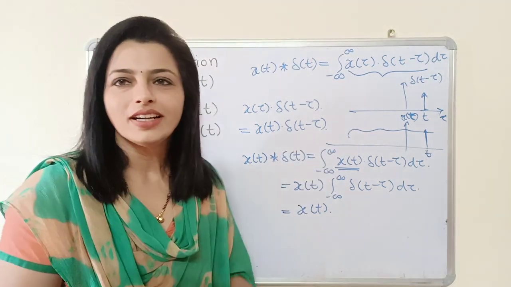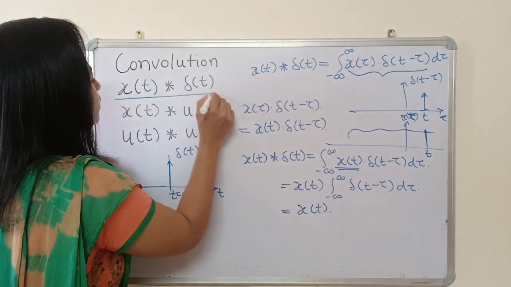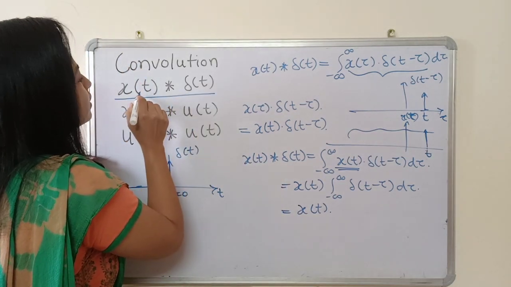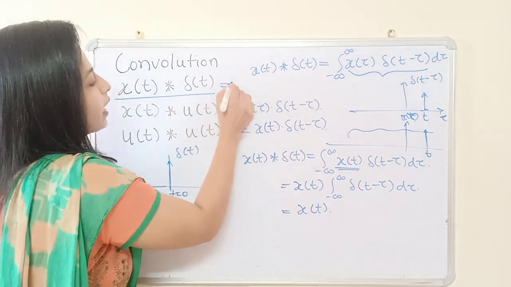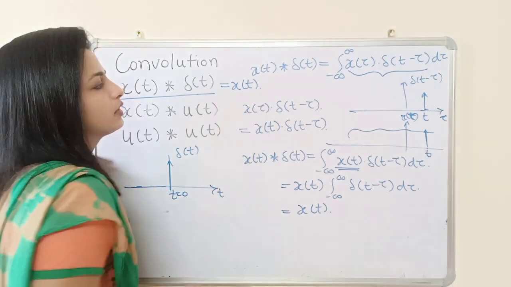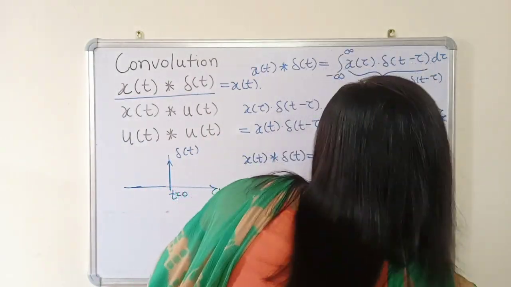This is very interesting to see: when we convolve any signal x of t with an impulse signal, we get back the same signal x of t. Okay, it is so interesting to see.